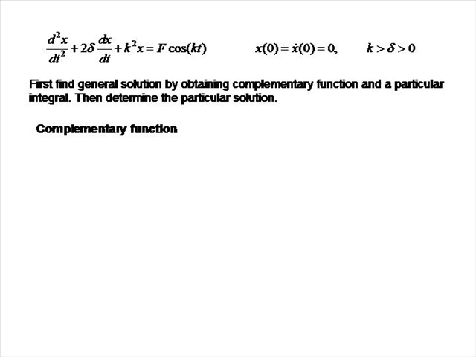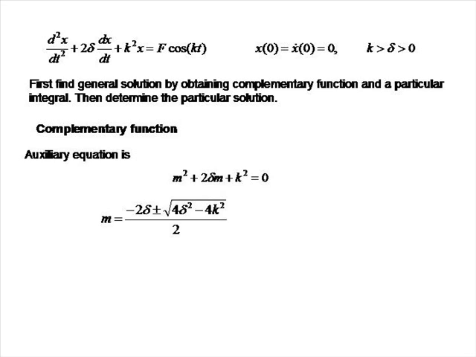We can do this by working out the auxiliary equation. All we have to do here is to replace derivatives of x with powers of m. So, for example, the second derivative of x with respect to t is going to get replaced by an m squared. Our dx by dt is going to get replaced by an m, and so on. So our auxiliary equation is m squared plus 2 times delta times m plus k squared is equal to 0. This is a quadratic equation that we can solve using a formula.